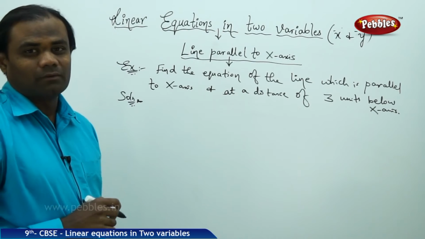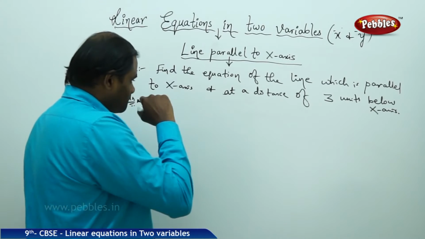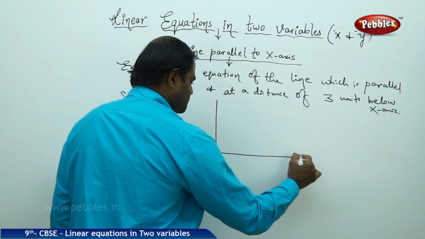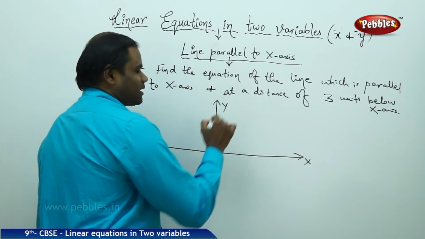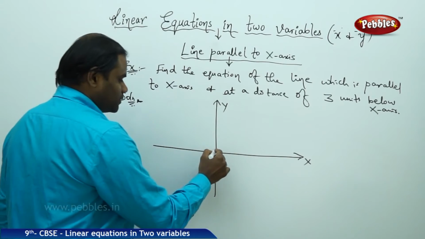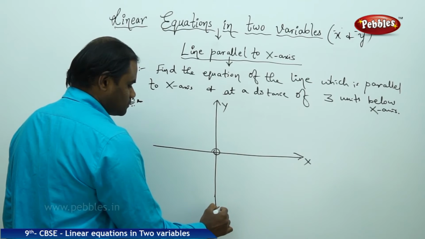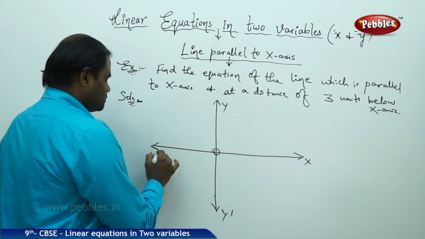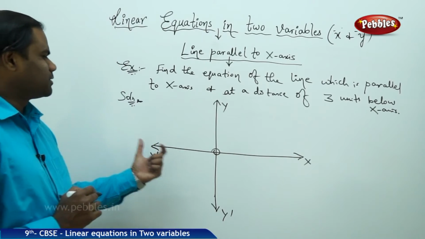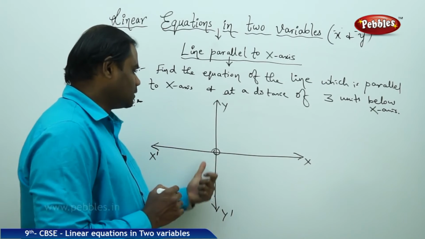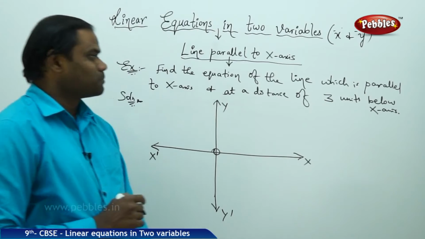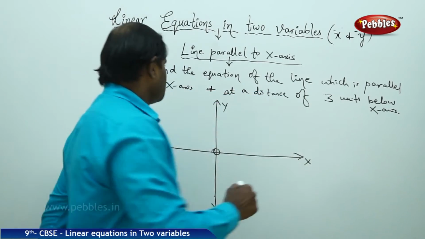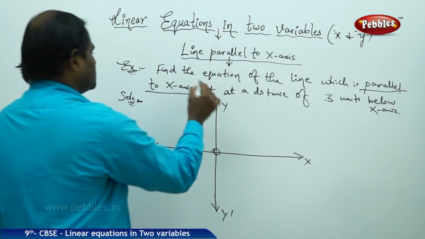So let's see how we can convert this into the Cartesian plane. The Cartesian plane, which consists of x-axis and y-axis, x dash and y dash intersecting at origin. Now the question says we had to find the equation of the line which is parallel to x-axis.